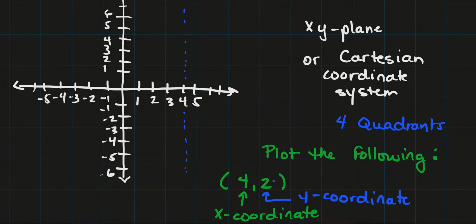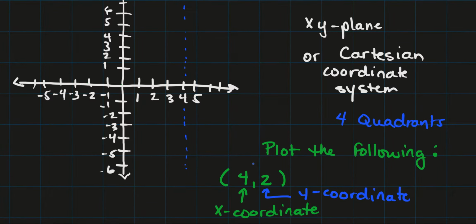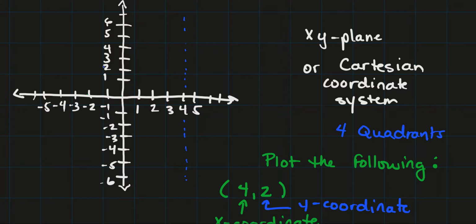And then we're going to find 2 on the positive y-axis. So here's 2, and I'm going to draw a dotted line. And where these two lines cross is where we're going to put our point. Okay, so we're going to get rid of the dotted lines now. So this is 4, 2.